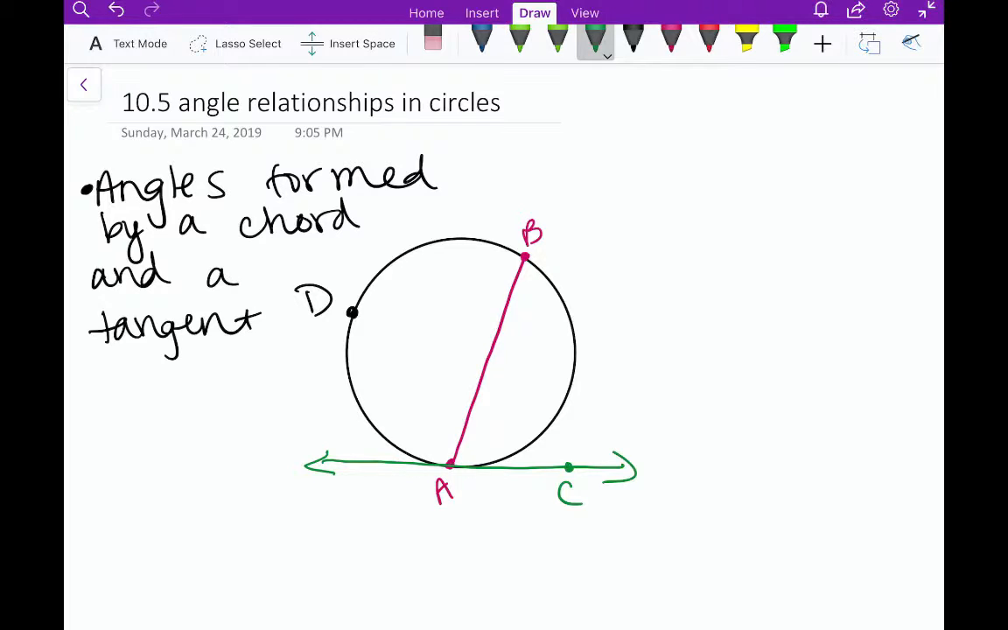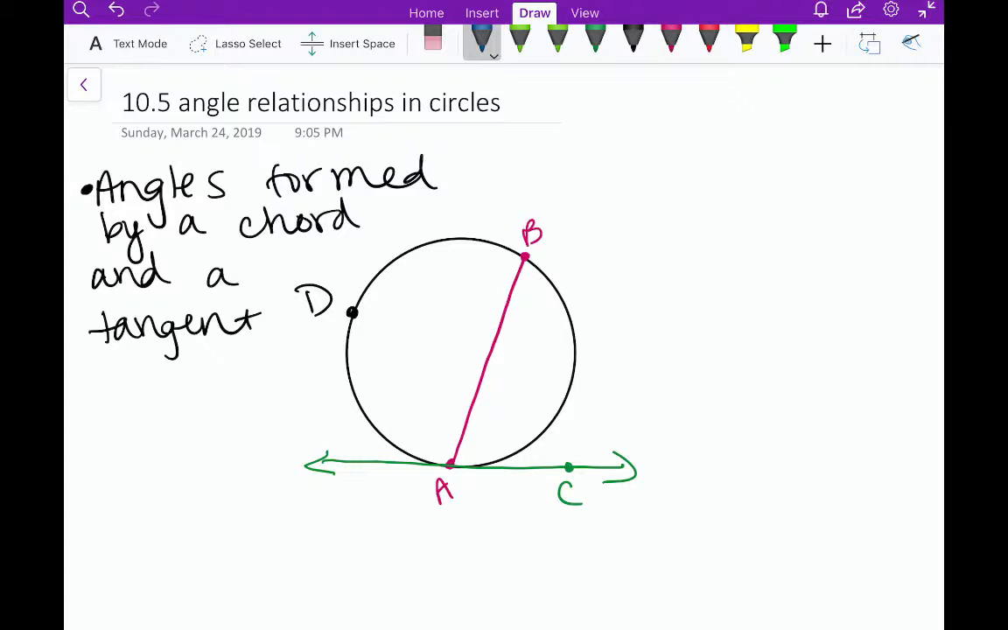This is the video for geometry section 10.5. We're going to look at angle relationships in circles. There are three theorems that we're going to look at here. I didn't write out the theorems; you're welcome to go get those from the book. I'm just giving you a brief synopsis of what it says and showing you what it means when we're looking at a circle.